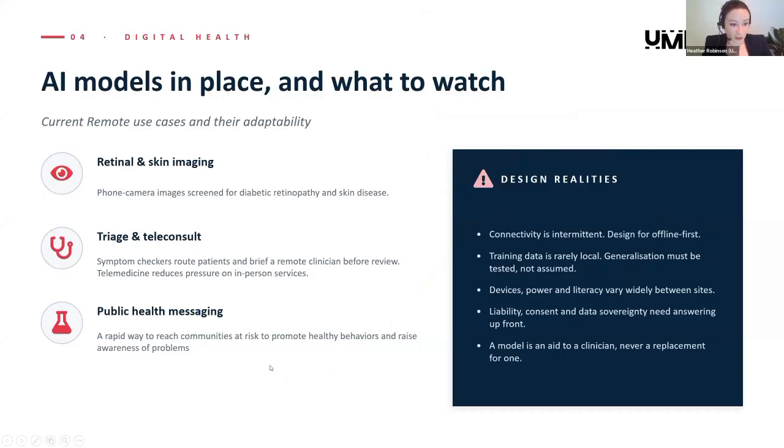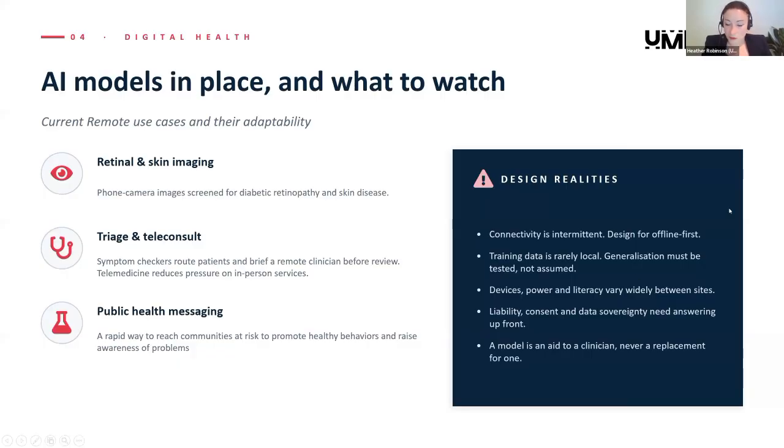Telemedicine also has a role in reducing pressure on in-person services, which is important. There's also a role for AI tools in public health messaging. So predicting disease spread, predicting, for example, contexts in which there's likely to be high risk of exposure, reaching communities about ongoing outbreaks of different infectious diseases. All of these things can help, as well as promoting public service messages where those are needed.